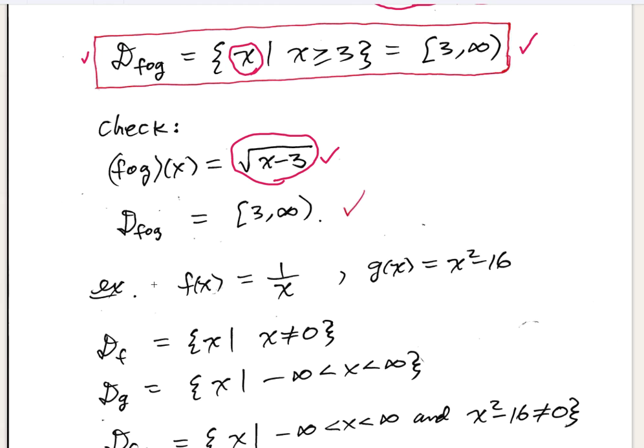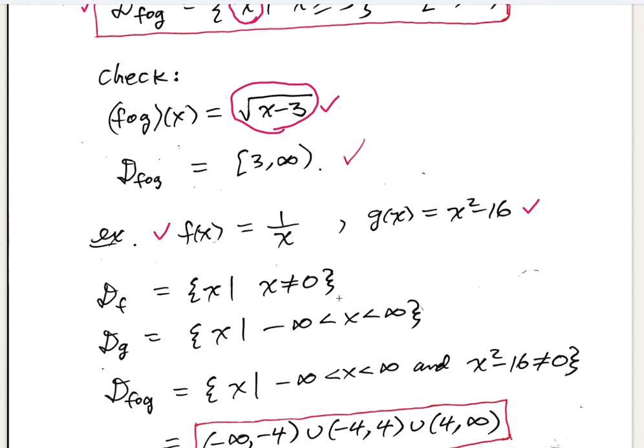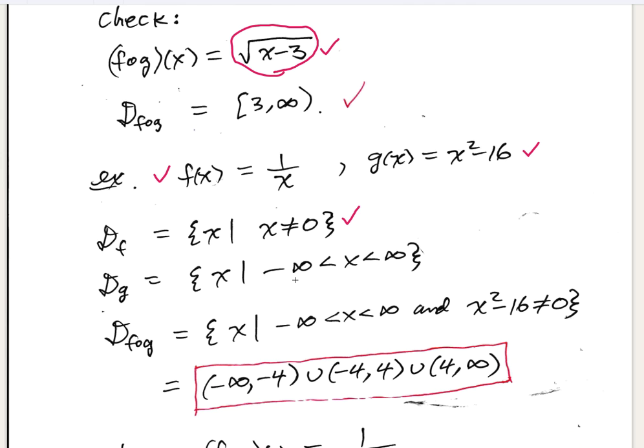Okay, let's try another one here. Suppose that f of x is the reciprocal function and g of x is, say, x squared minus 16. The domain of f would be what? The set of all values of x such that x is not equal to 0. Notice I didn't use interval notation that time. You can take the reciprocal of any non-zero number, so we're fine with that.